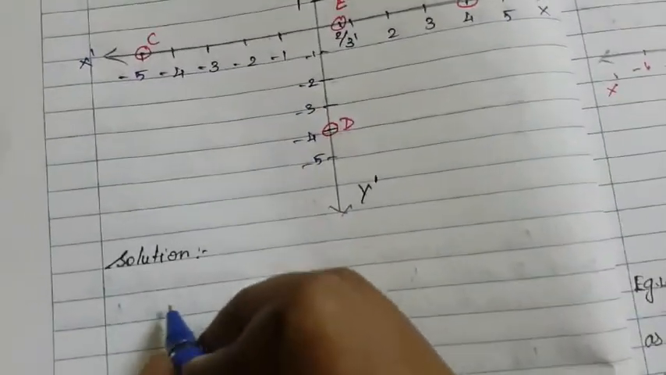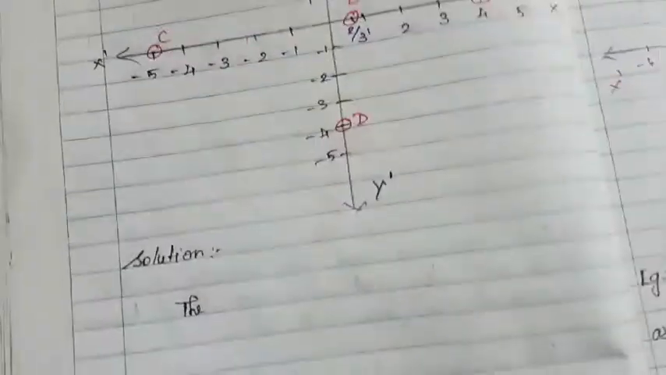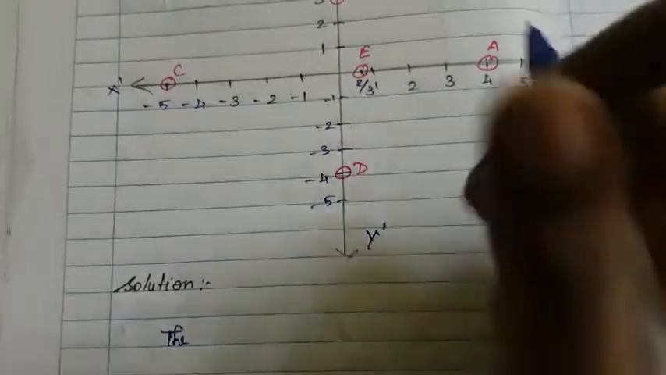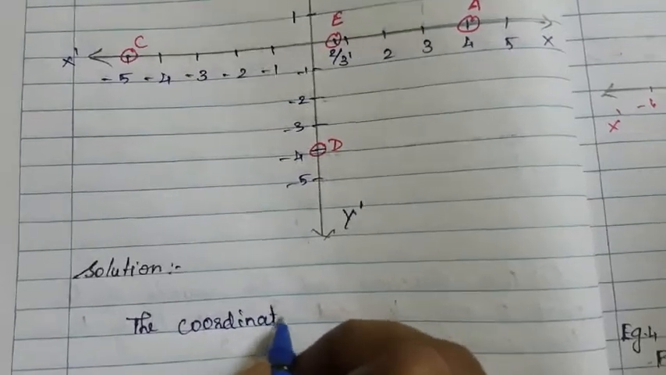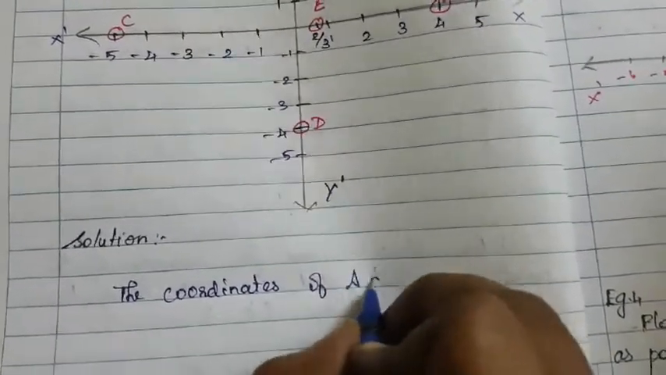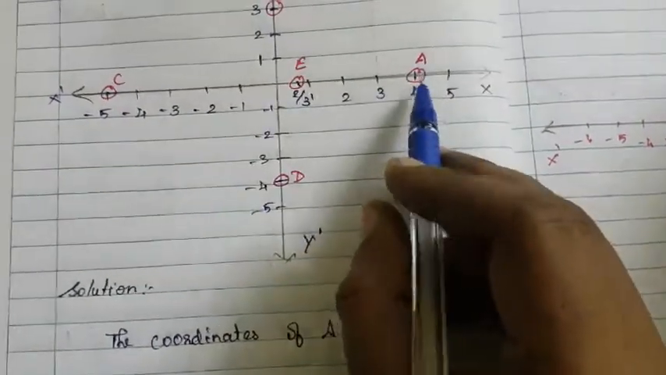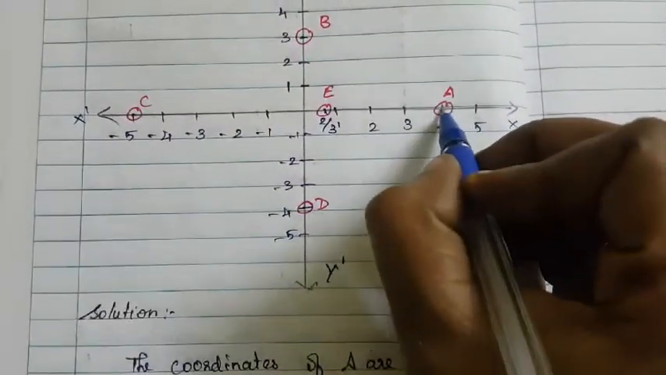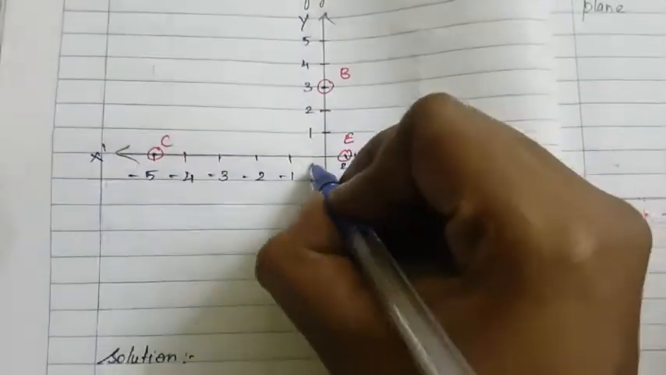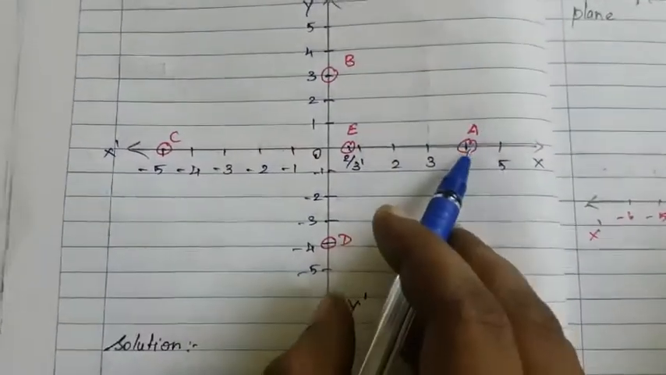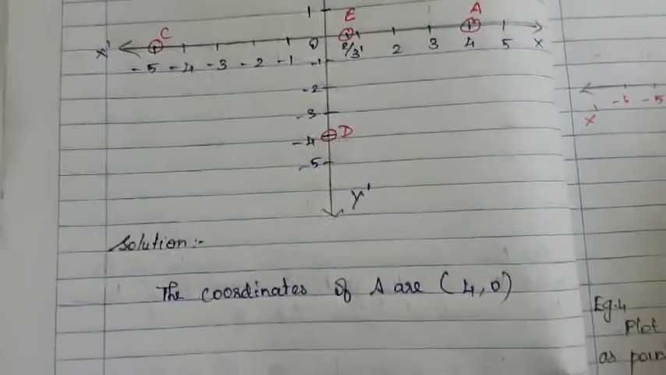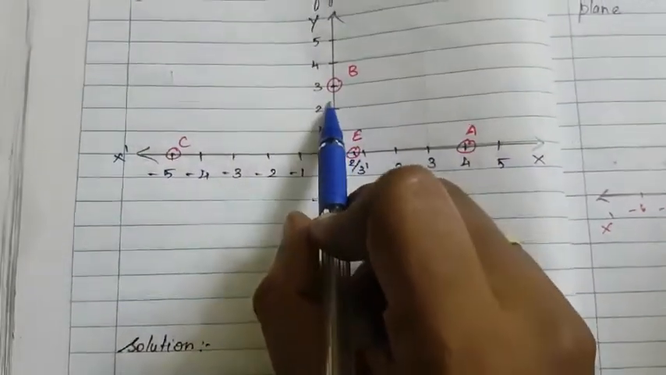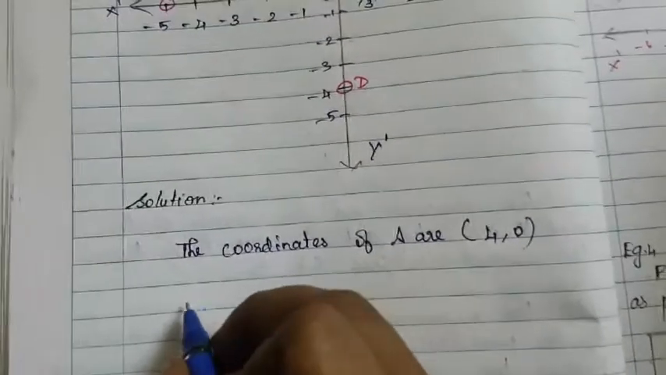So let's start with A. I'm going to write the answer. The coordinates of A are, what are the coordinates here? First we have to write the x value, no? On the x-axis it is 4, on the y-axis it is 0, not anything else. On the x-axis 4 and on the y-axis 0. So this can be written as 4, 0. Okay, next B. Where is the point B? Here.